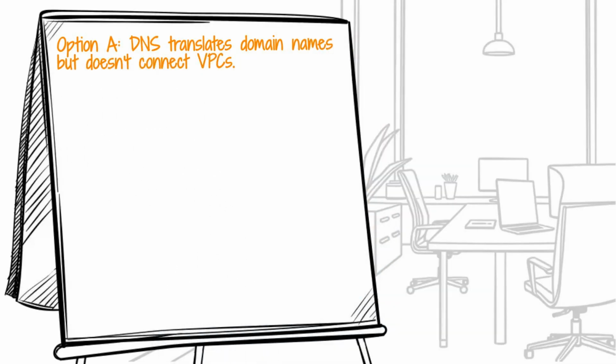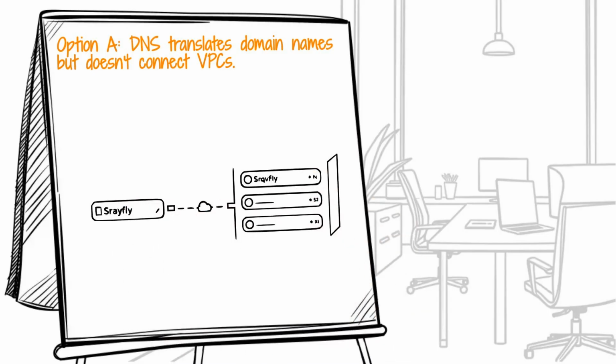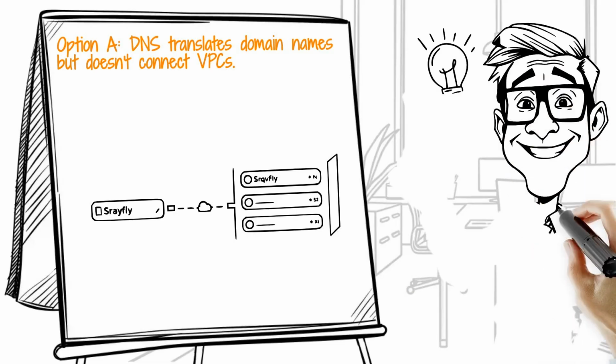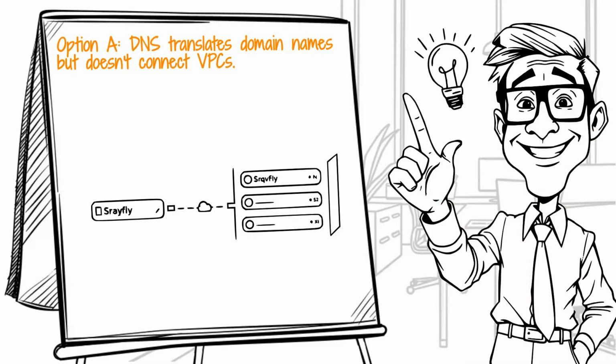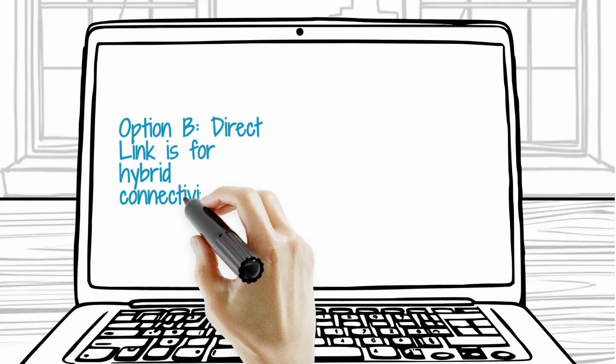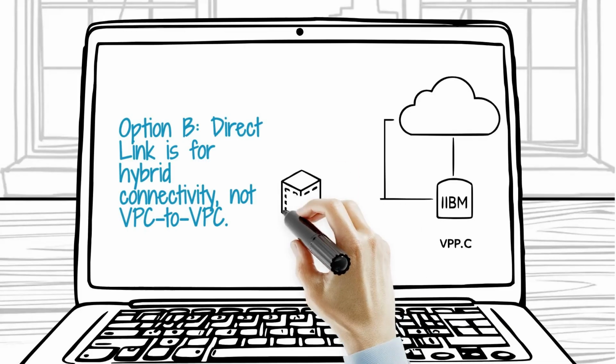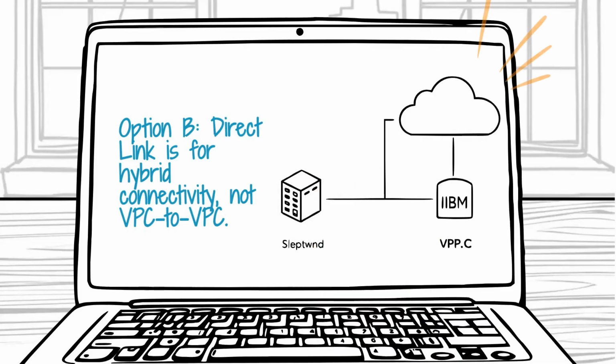Let's evaluate the options. A. Domain Name System, DNS. DNS translates human-readable domain names into IP addresses. While essential for resolving names to allow communication, it does not provide the underlying network connectivity itself between VPCs. B. Direct Link. Direct Link provides a dedicated private connection between your on-premises data center and the IBM Cloud. While it can connect to VPCs, its primary purpose is hybrid cloud connectivity from outside IBM Cloud, not direct VPC to VPC connectivity within the IBM Cloud.